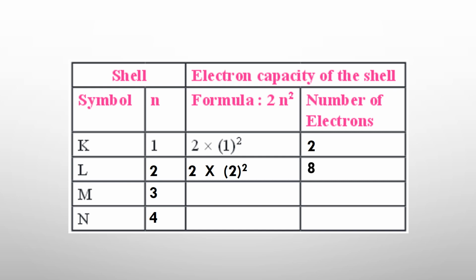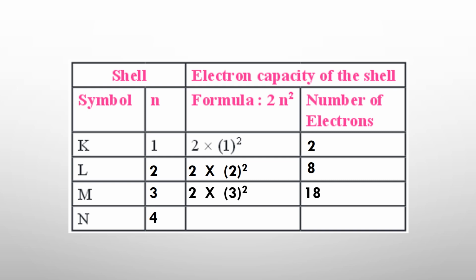M shell is the third shell from the nucleus, which means that n is equal to 3. We are going to substitute 3 in the bracket. So 2 into n square will be written as 2 into 3 square. 3 square is 9, so 9 twos are 18. So 18 electrons can be accommodated in the M shell or the third shell.